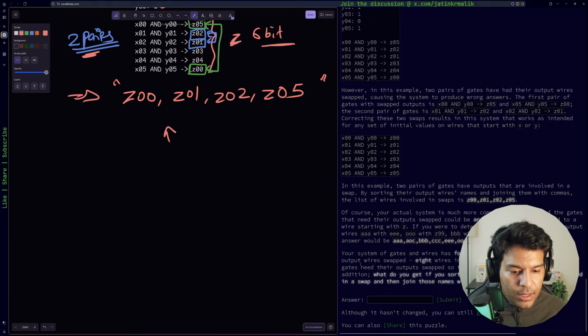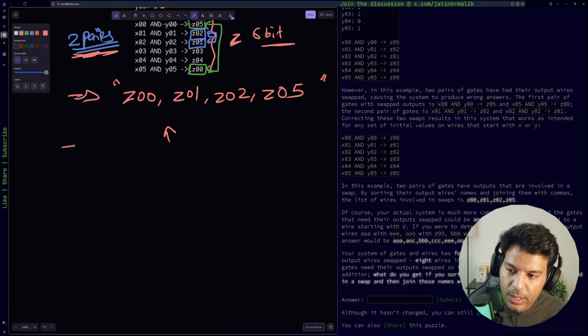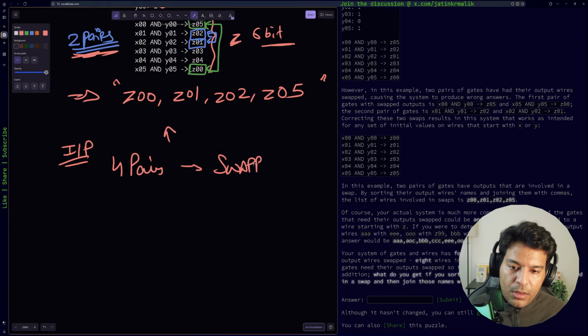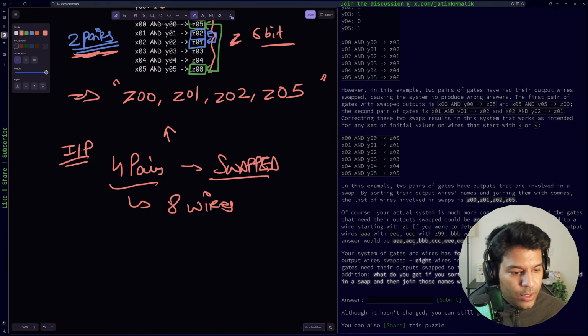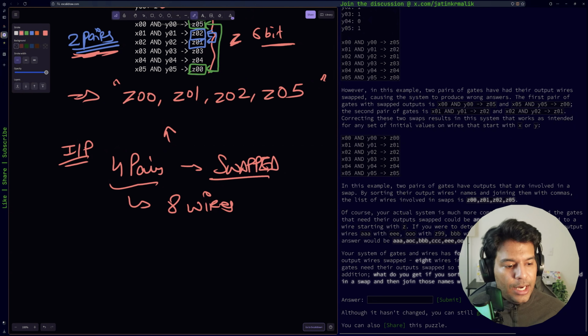Here we have sorted them in alphabetical order and then we are just doing an output with a CSV value. Your system of gates and wires has four, so similarly how there were two pairs in our puzzle input, we have four pairs that are swapped, due to which our answer is incorrect. Which means four pairs means 8 wires in total. Makes sense. Determine which four pairs of gates need their output swapped so that your system correctly performs addition. And what do you get if you sort the names of the 8 wires involved in a swap and then join those names together with a comma?